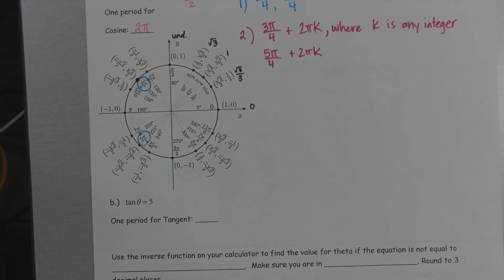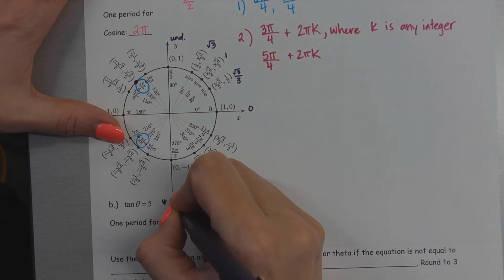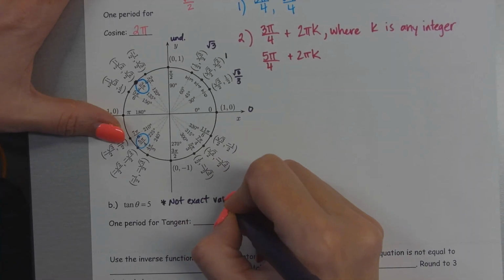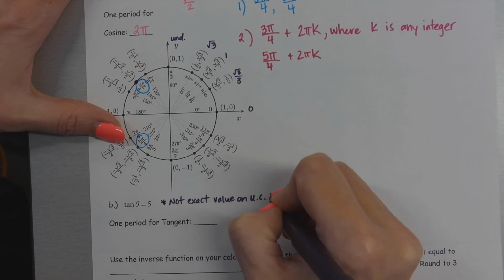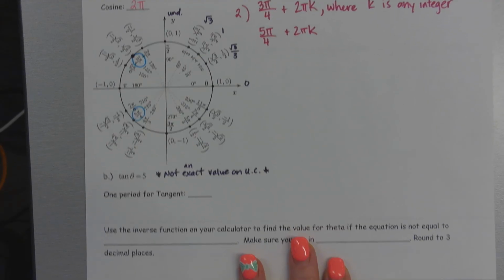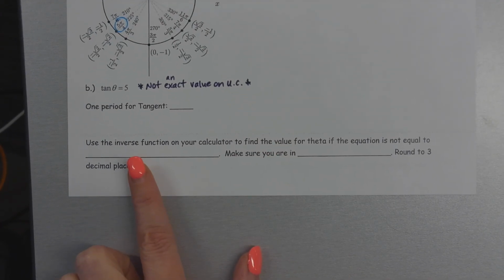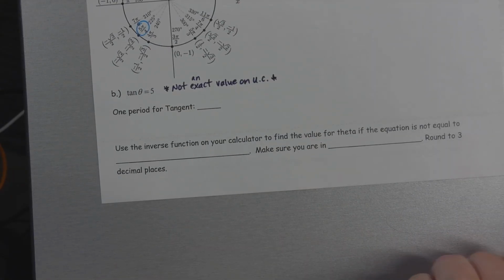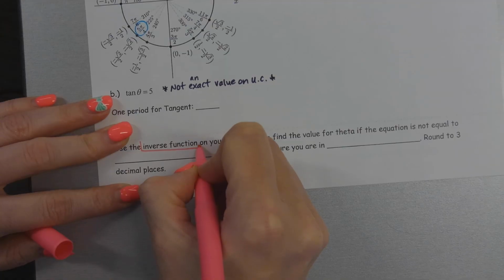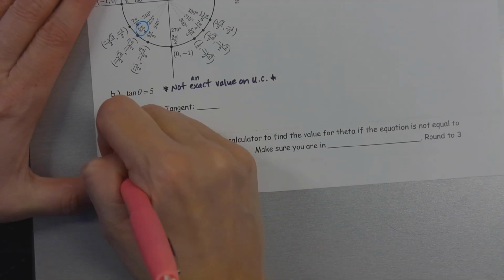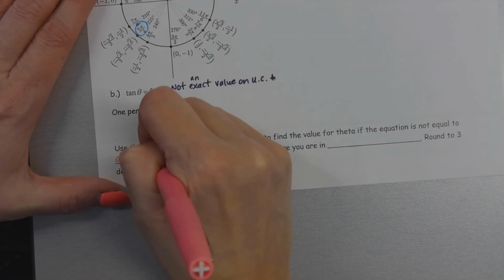So when that happens, it's not an exact value on the unit circle. So when that happens, we wrote what to do down here. You're going to use the inverse function on your calculator to find the value for theta if the equation is not equal to an exact value on the unit circle.